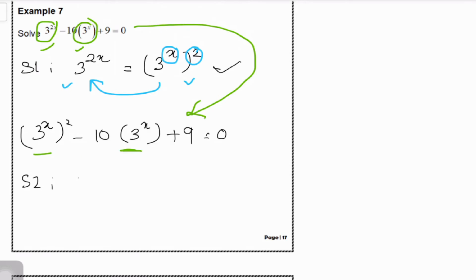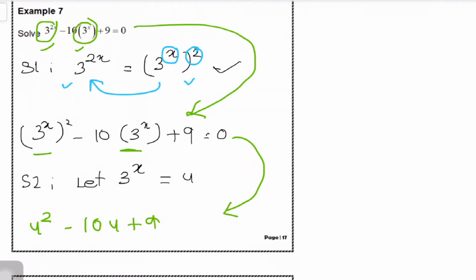Now you need to let your indices term be any alphabet that you like. For example, I'm going to let 3 to the power of x be u. So if you like alphabet B, then you can substitute your 3 to the power of x as B. So now rewrite again your equation by substituting your alphabet that you already chose. So 3 to the power of x is equal to u, so u squared minus 10u plus 9 equal to 0.